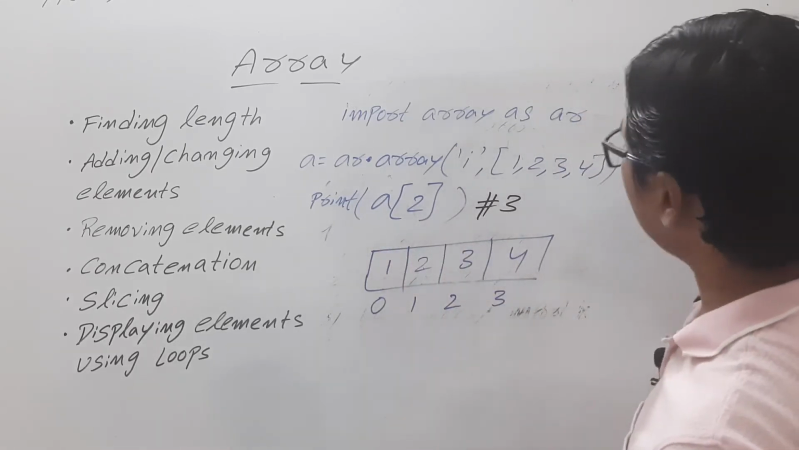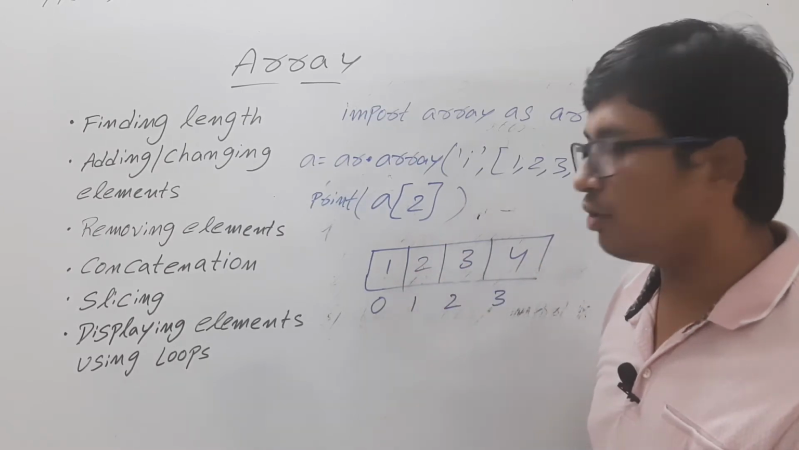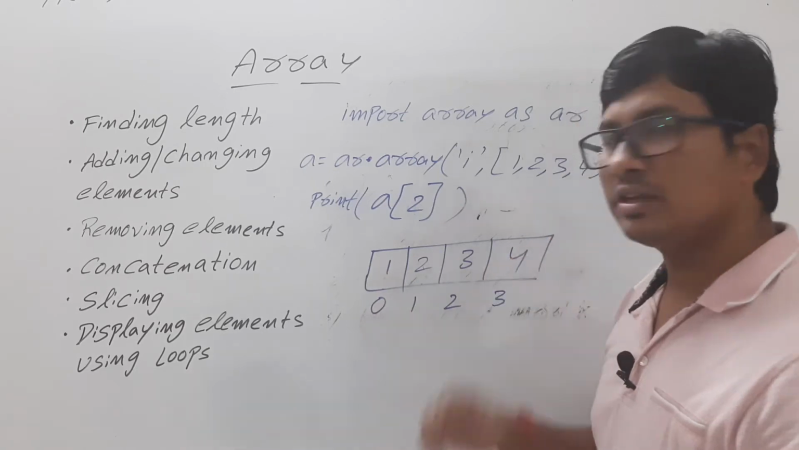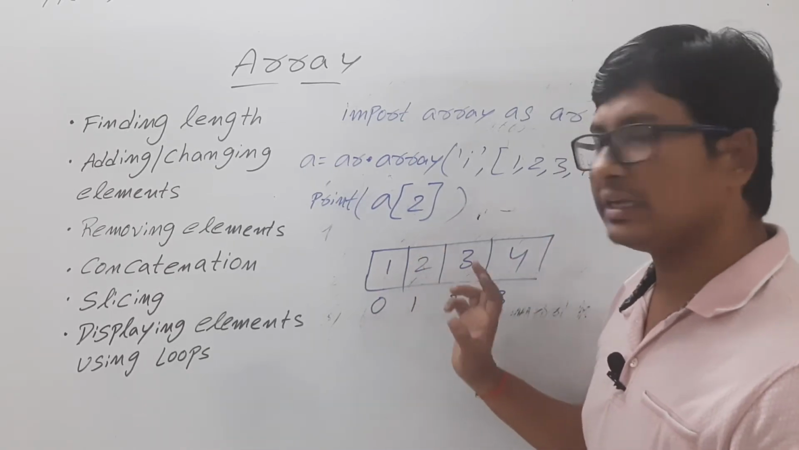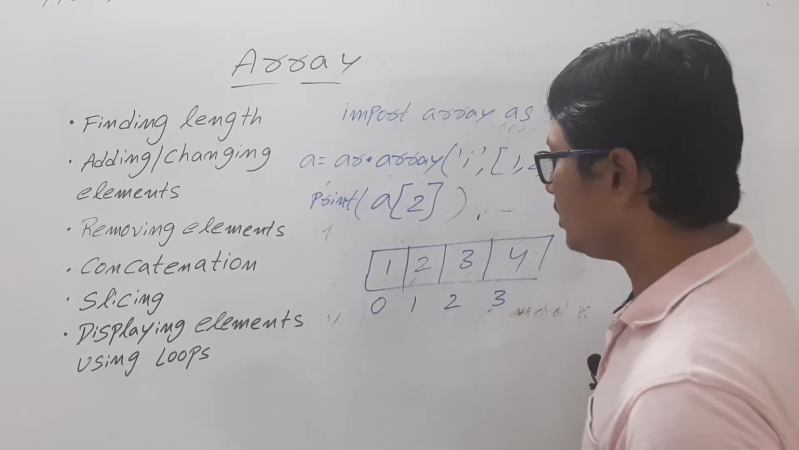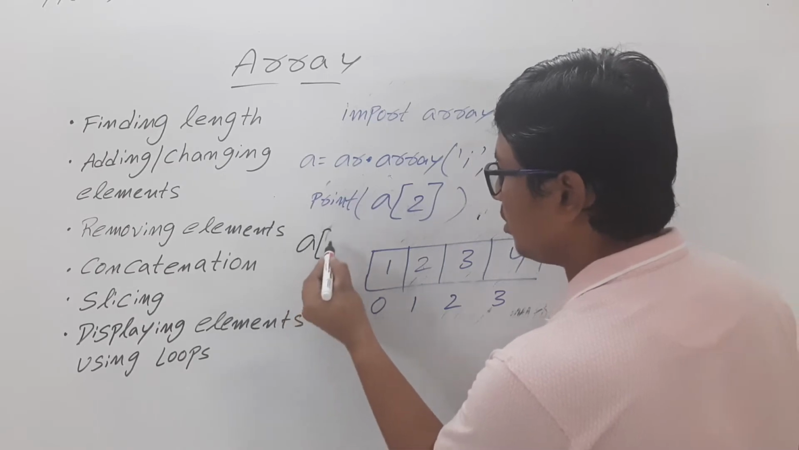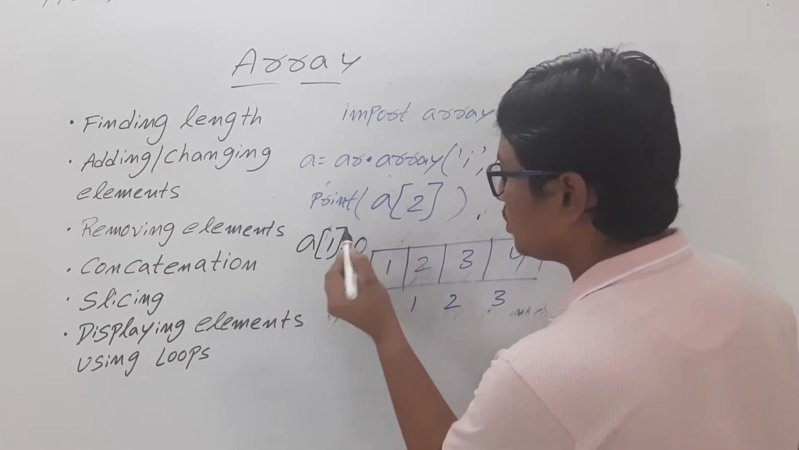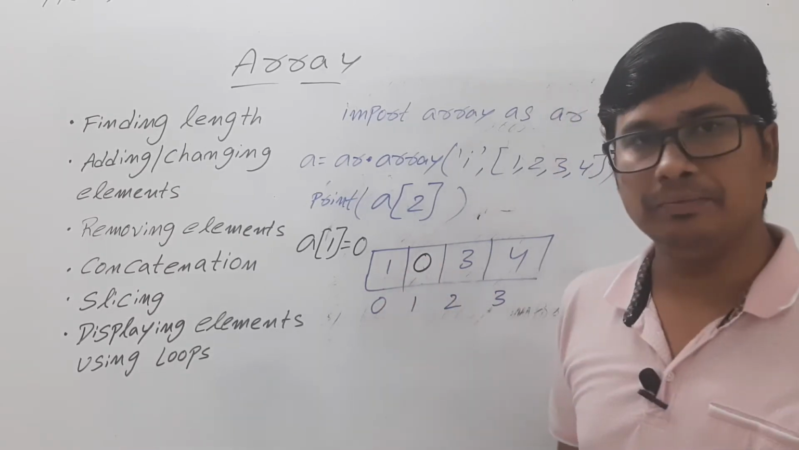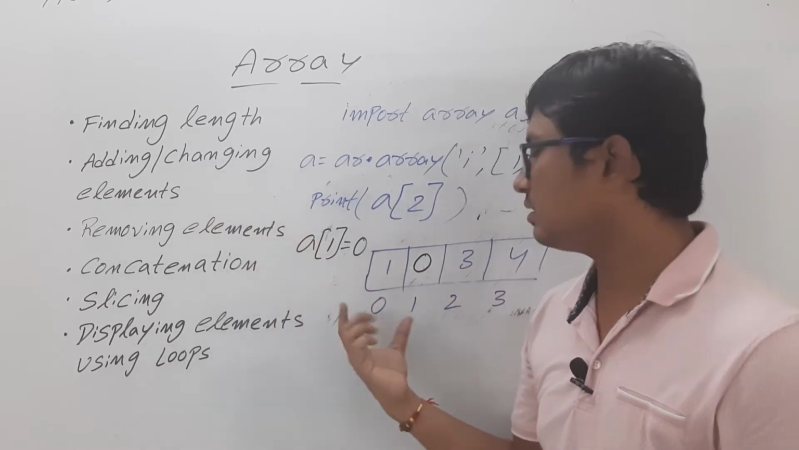Is it clear? Now let me take one more thing. Sir, I have written 1, 2, 3, 4, but I should have written it as 1, 0, 3, 4. Meaning that in place of 2 here, I want to change the value to 0. In that case, what will I do? What is the index? The index is 1. So I will write here A of 1 is equal to 0. So in place of 2, the value 0 will come. Is it clear? So this is about changing an element in the array.